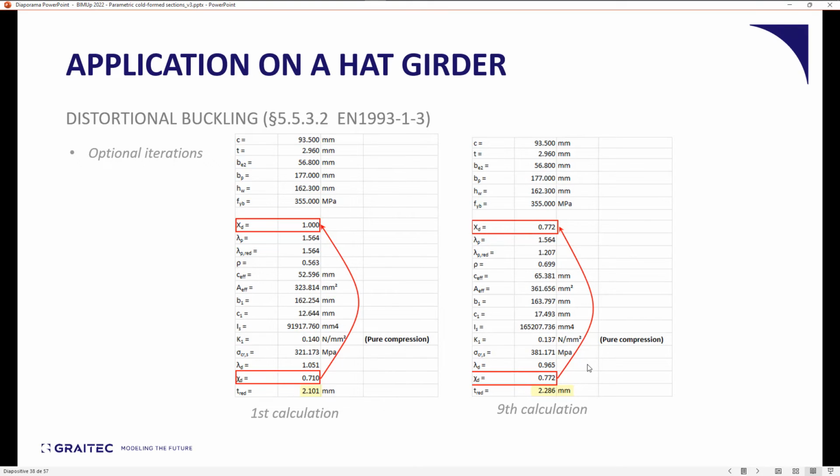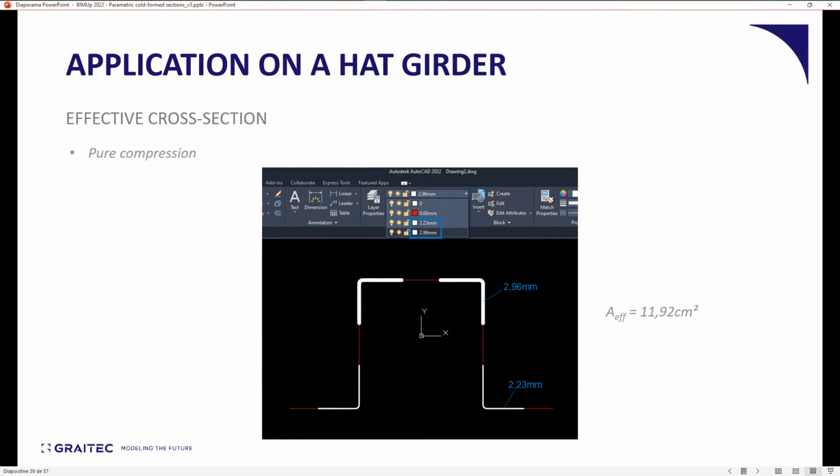So Advanced Design does these iterations. It does a bit fewer, because else the calculation would take too long for each member. But you see, instead of 2.08 millimeters, we managed to increase it to 2.23 millimeters. And with all these effects, once you get the ineffective parts and the reduced thickness in pure compression, you get the effective cross-sectional area to be taken into account in the calculation.